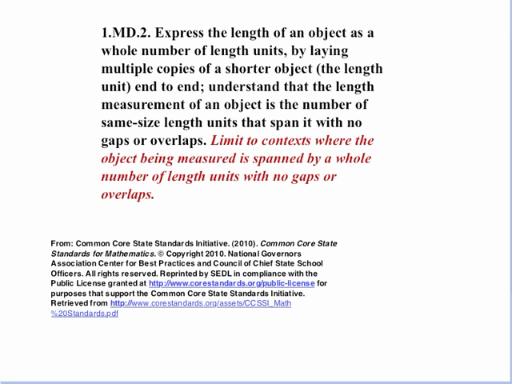The standard reads: express the length of an object as a whole number of length units by laying multiple copies of a shorter object, the length unit, end to end. Understand that the length measurement of an object is a number of same size length units that span it with no gaps or overlaps. Notice another part of the standard states, limit to contexts where the object being measured is spanned by a whole number of length units with no gaps or overlaps.